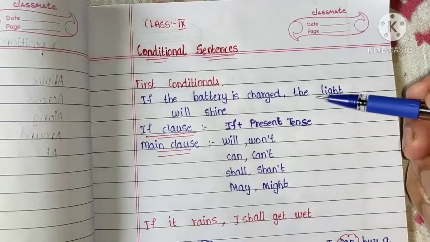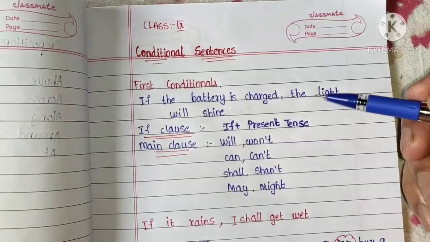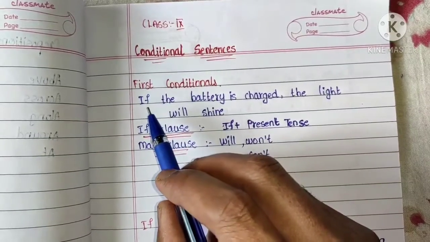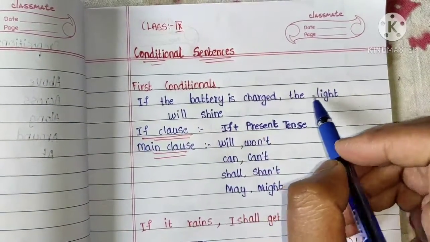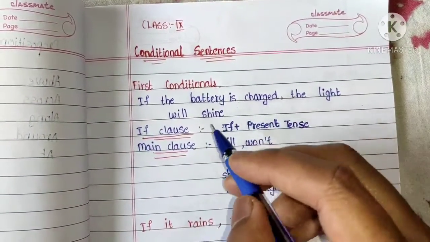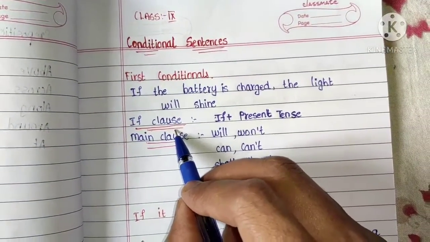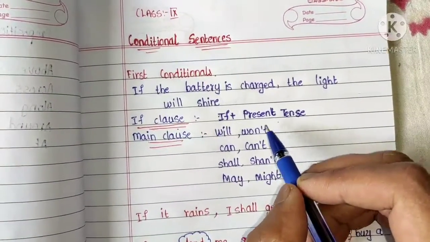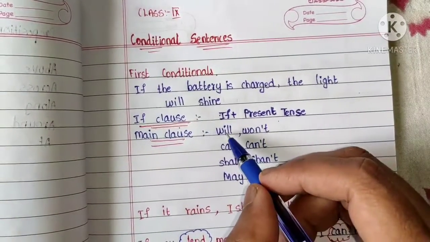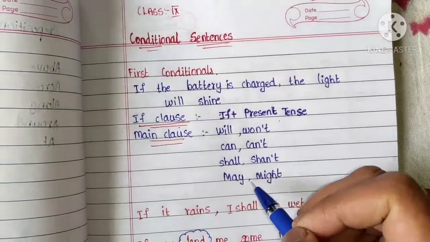Today we are going to study first, second and third conditional sentences. What do you mean by first conditional sentence? If a sentence is like this: if the battery is charged, the light will shine. This is the first conditional sentence. Why is it the first conditional sentence? Let us learn. Because the if clause in a first conditional sentence will be in a present tense, whereas the main clause will have modal verbs like will, won't, can, can't, shall, shan't, may and might.